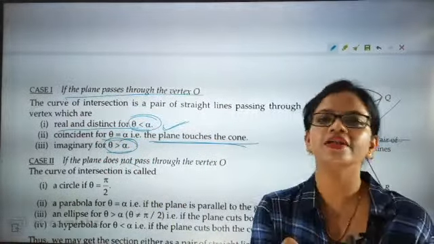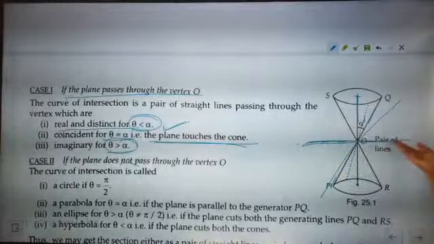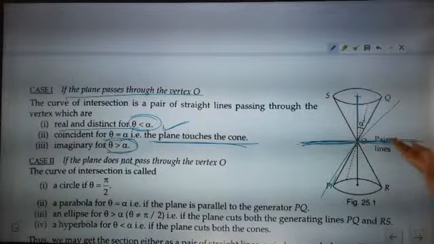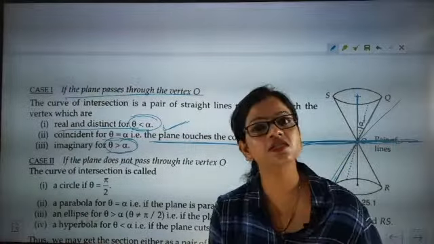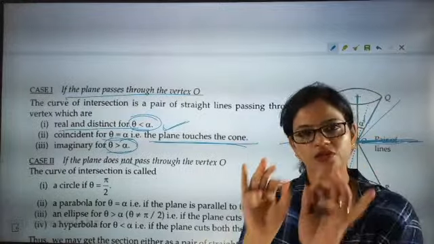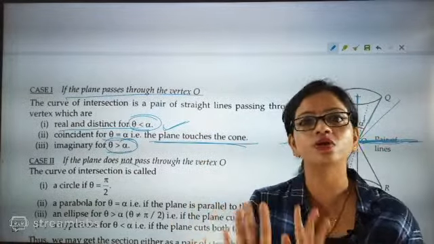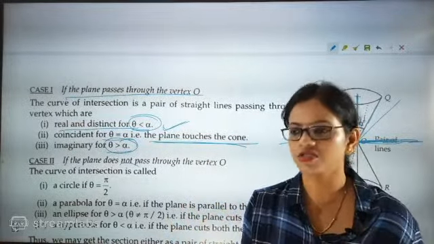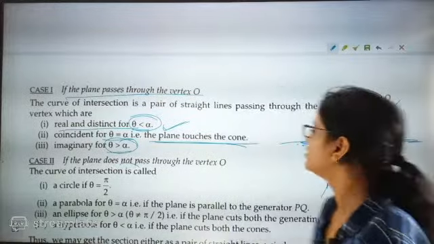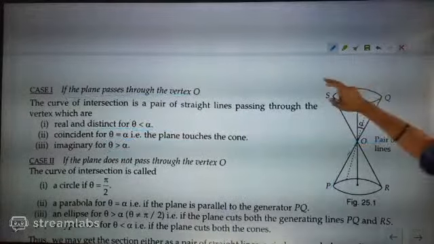This is only one case, beta, when the plane is exactly going to touch the vertex of both the cones. So this is the only case, but this part we are not searching. Our search point is this section. Our search point is this one.